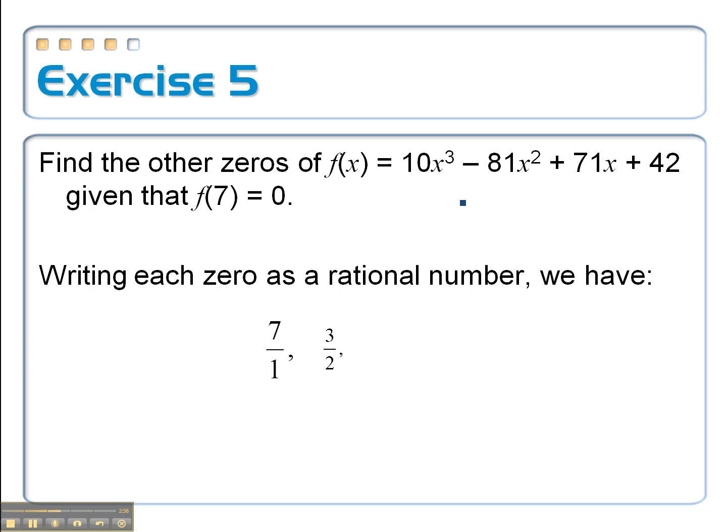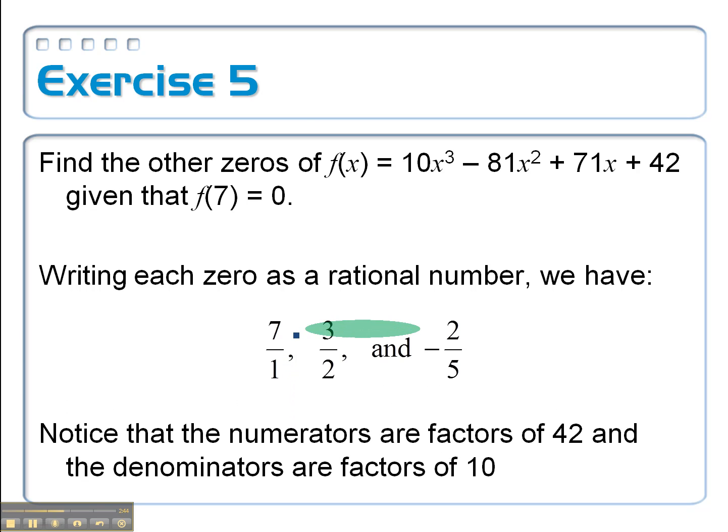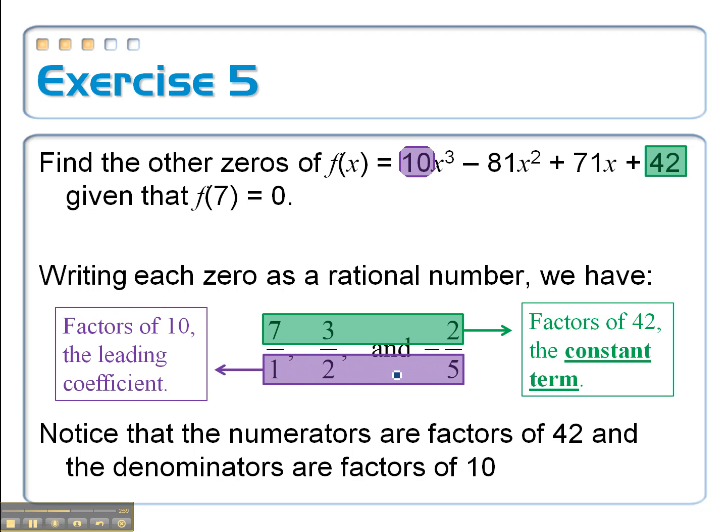Look at all of our zeros written as rational numbers, written as fractions. Now look at all of the numerators. I've got a 7, a 3, and a 2. If I multiply all those together, I get 42. Those are all factors of the constant term. Now let's look at all of the denominators. I've got a 1, a 2, and a 5. If I multiply all those together, I get 10. These are all factors of the leading coefficient.